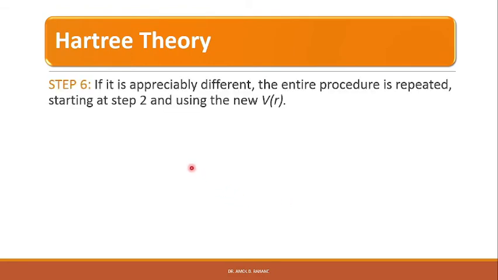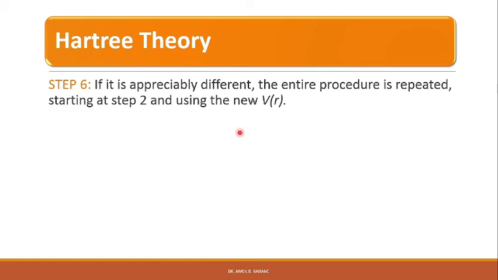So in this next step, if it is appreciably different, the entire procedure is repeated starting at step 2 and using the new V of r. That means we take this new potential and again calculate the new charge distribution. From this new charge distribution we again use Gauss law to calculate the electric field, and from that again we calculate the next new potential, right? So this next new potential is compared with the potential that we used in the previous step, right? The two potentials are compared, and if they are equal we stop.